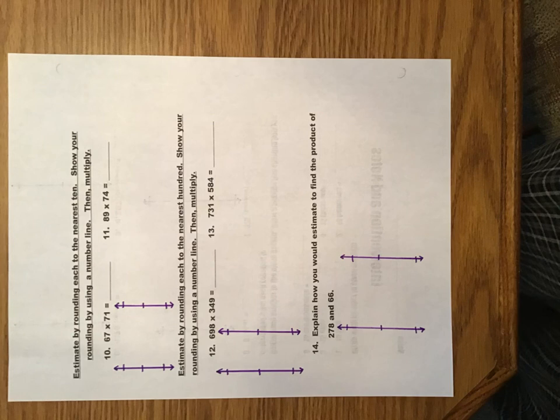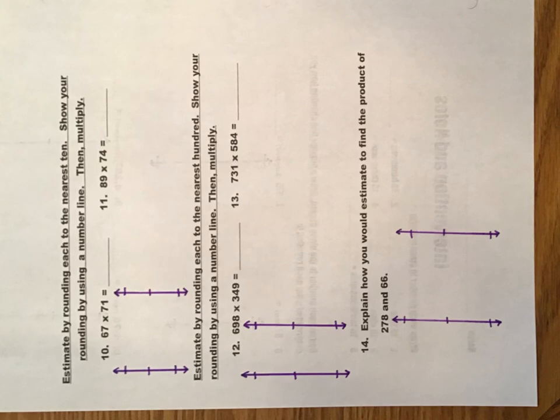Moving on to the next page, it says estimate by rounding each to the nearest 10, show your rounding by using a number line, and then multiply. So if we look at the first one, we have 67 times 71. We are going to round them to the tens place.